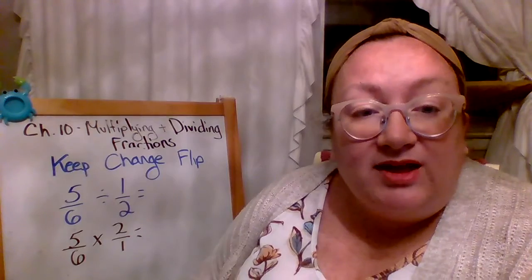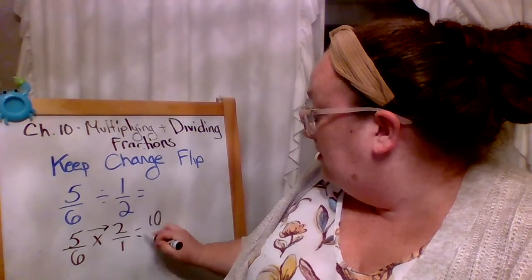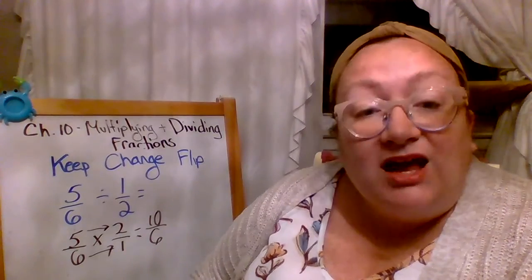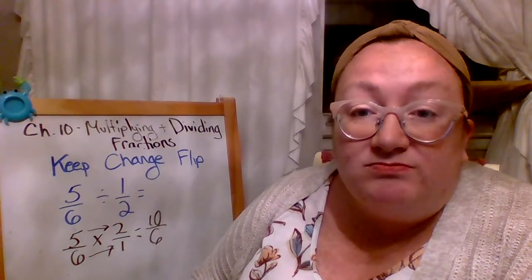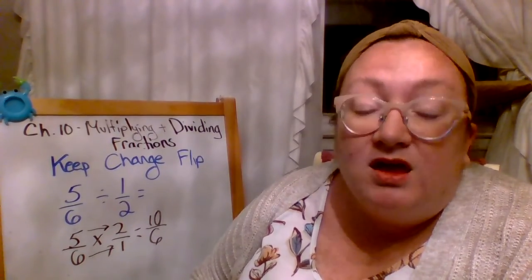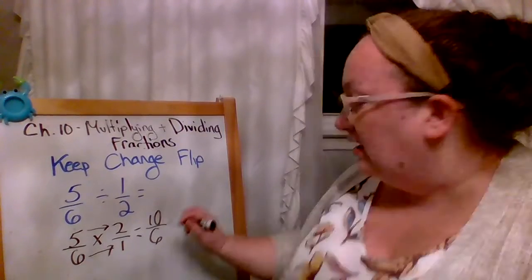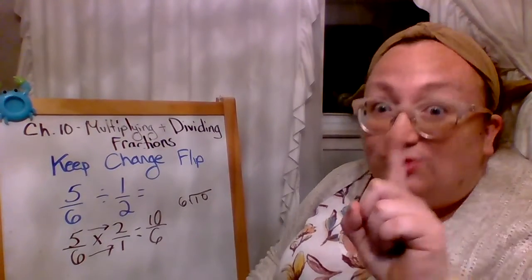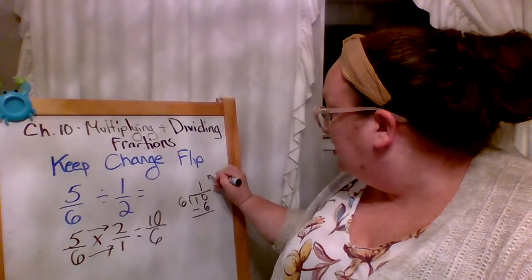All right, now let's multiply across. 5 times 2 is 10. 6 times 1 is 6. Now, if you look at this, you should see right away that this is an improper fraction. The 10 is larger than the 6. The numerator is larger than the denominator, so I have to divide. So, how many times does 6 go into 10? You should know that's 1 time. My remainder is 4.